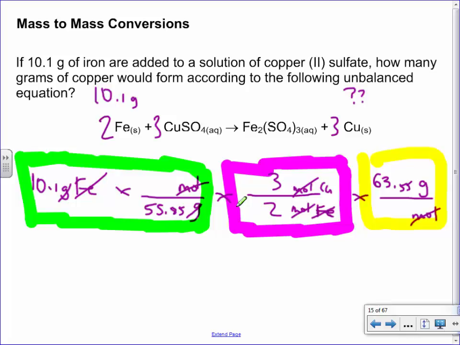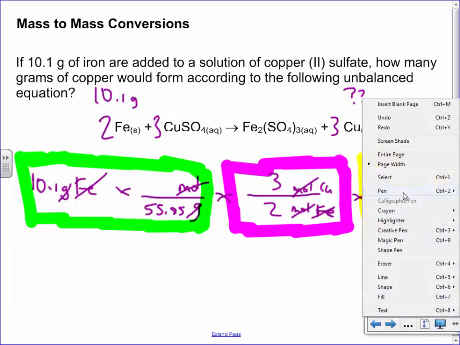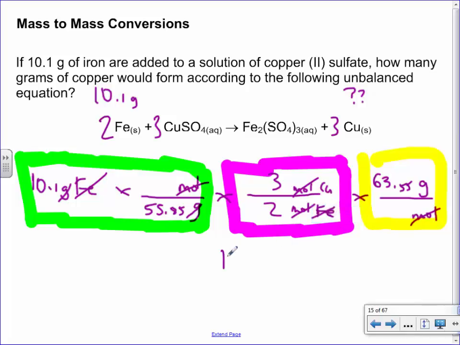So the last thing you should do then is take 10.1, divide by 55.85, times by 3, divide by 2, and times by 63.55, and in one big line of work, I got 17.23 or so. That's my answer.